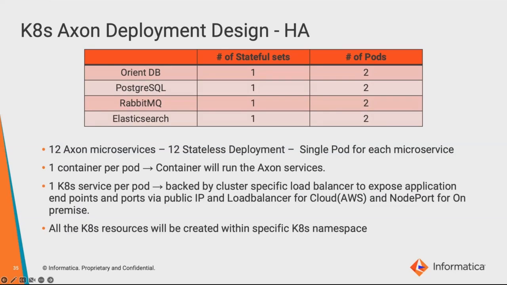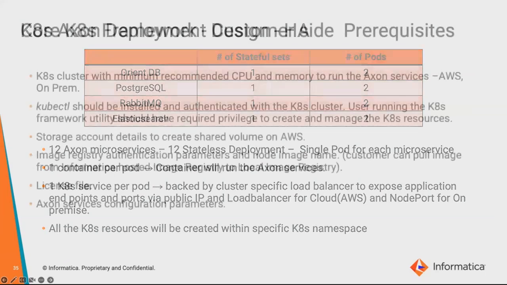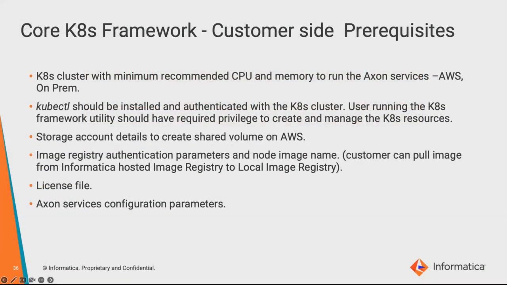One container will run the Axon services, and all the K8s resources will be created within the namespace that you are going to use. We do have the documentation for this. You can go through it in detail. You can reach out to support if there is any requirement on that. Customer side prerequisites: we support AWS as well as on-prem. There is a license file you need to download, and the storage account details need to be provided to create a shared volume on AWS as well. These are some of the prerequisites which are more technical in detail. As you start using them, you can refer to the guide. We have a specific guide for K8s deployment alone.